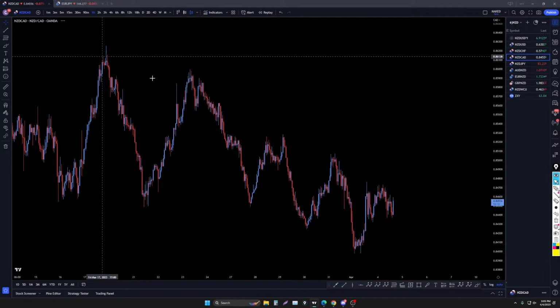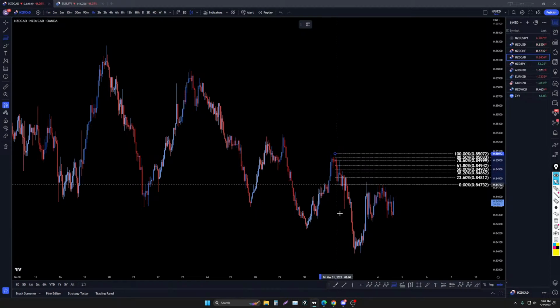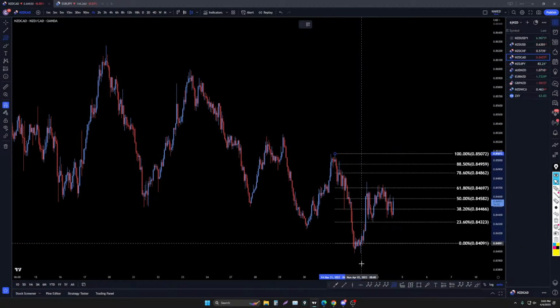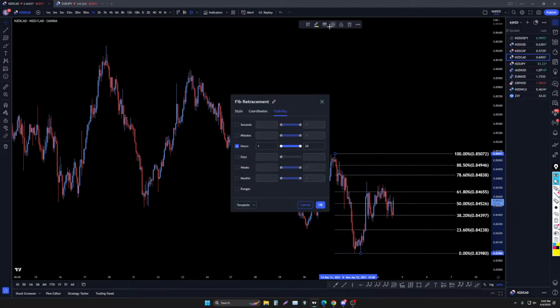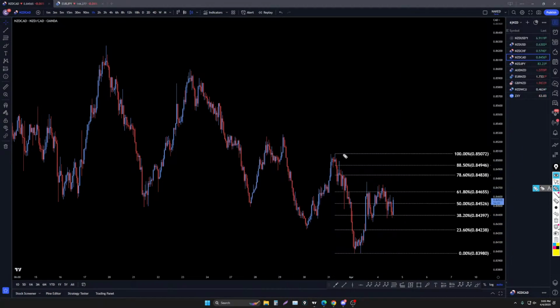Do we have any structure break? No, not really. We need to see this high right here broken to truly believe this is the end. Until that happens, we have to look at this move up as possibly being a correction. So this is the high we need to see broken. If not, then it could possibly be an ABC correction.